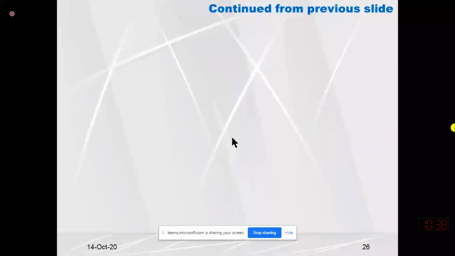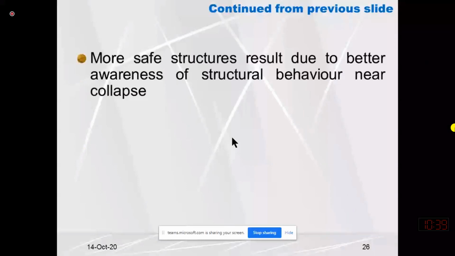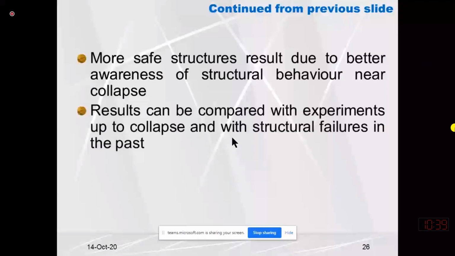It is a safer structure result due to the better awareness of structural behavior near collapse. Actually, near failure, we can estimate what type of failure may occur. If it is bending failure, the maximum bending stress will occur at the point where the moment is maximum, but all the other parts will remain within the elastic range. So we can directly predict some failures also. Results can be compared with experiments up to collapse and with structural failures in the past.